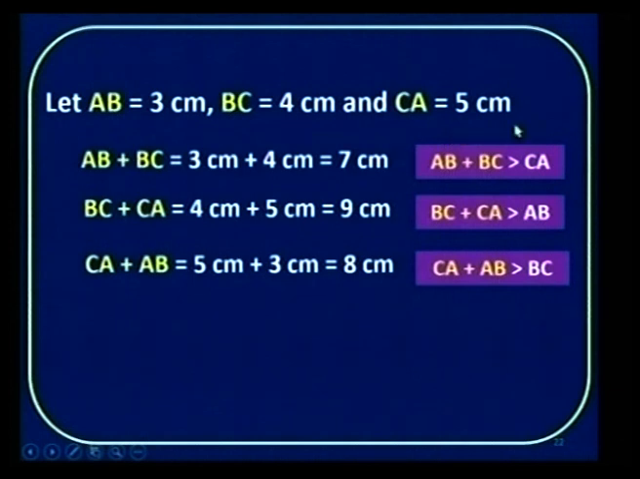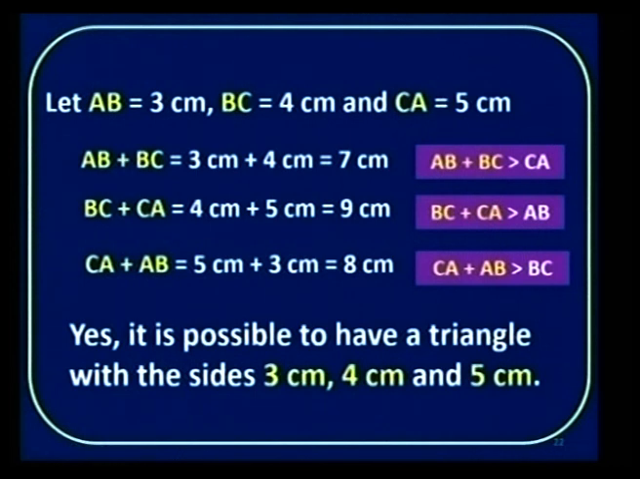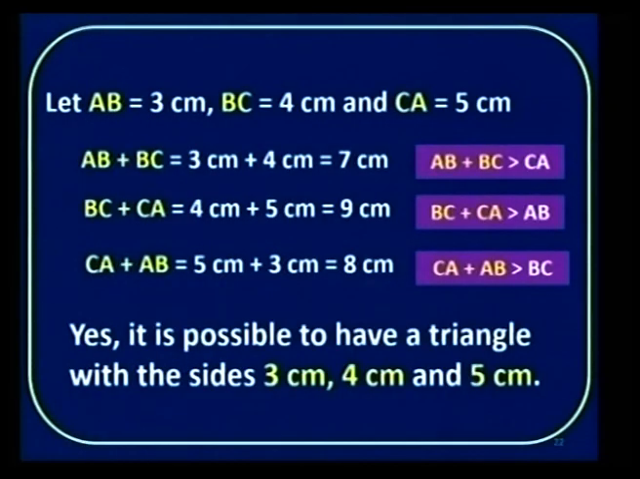Like this, you should check three conditions. You should not check only one condition. You have to check all the three conditions. If these three conditions are satisfied, then we say that a triangle can be formed with these measurements. Once again, I am repeating here. You have to check all the three conditions, and all the three conditions must be satisfied, so that we can say this triangle is possible. So, from this what can you understand? Yes, it is possible to have a triangle with the sides 3 centimeter, 4 centimeter and 5 centimeter.